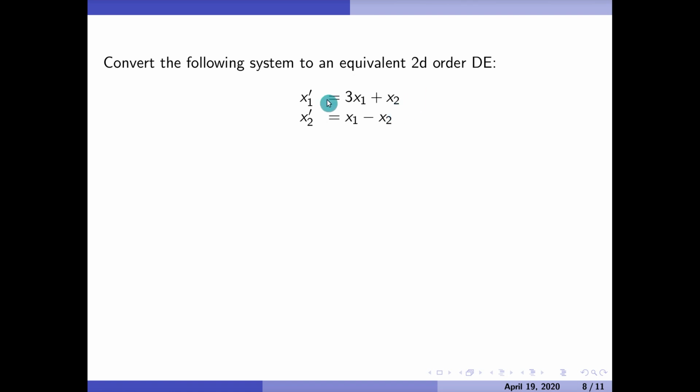So what we do is we take one of the equations, for example the first equation, and we solve this one for x2. And so x2 would be x1 prime minus 3x1. Notice x2 is written all in terms of x1. Then you go to the second equation and substitute. So in place of x2 prime, we put x1 prime minus 3x1, and then we'll differentiate that, and that'll be equal to x1 minus, and then substitute here.